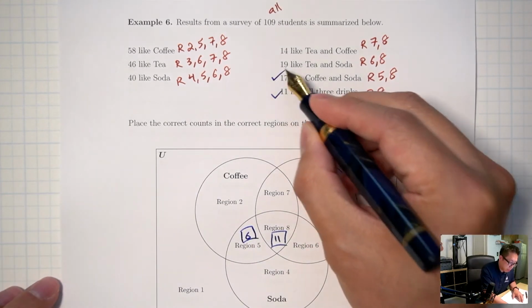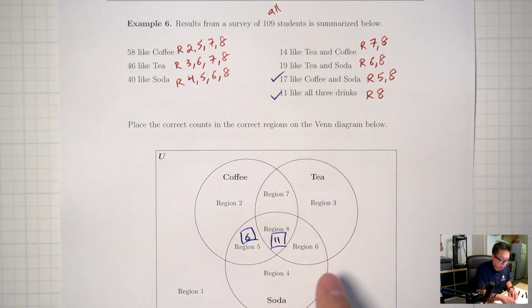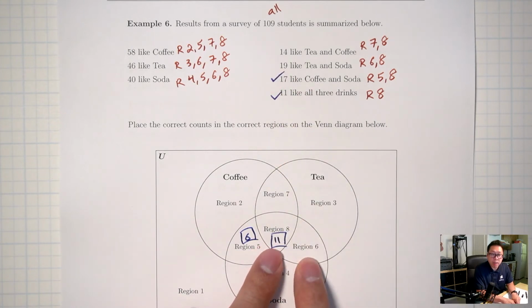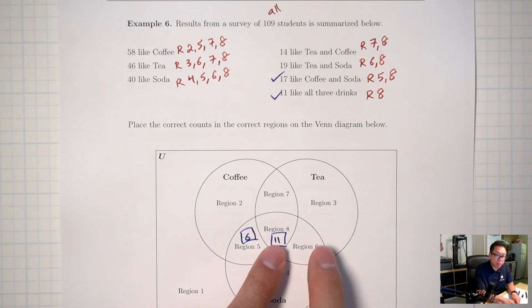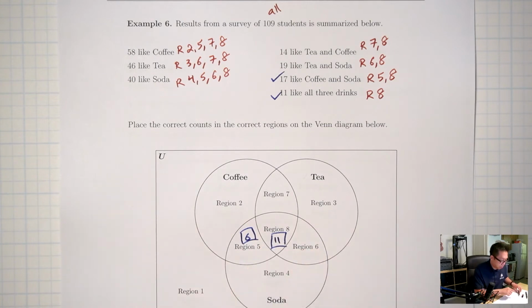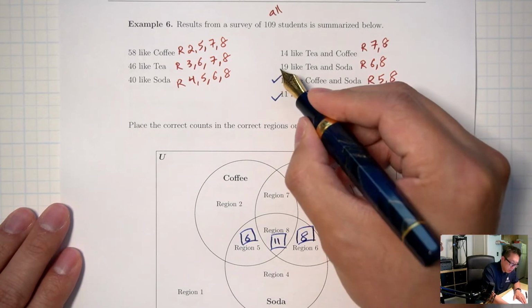So 17 is good. Next up, 19. 19 is regions 6 and 8 together, so these 2 need to add up to 19. Right now I have 11. What missing number do I need here in region 6 so that these 2 add up to 19? Take your target number, 19, and subtract off the number you already have, which is 11. So that's going to be 8. So 19 is good.